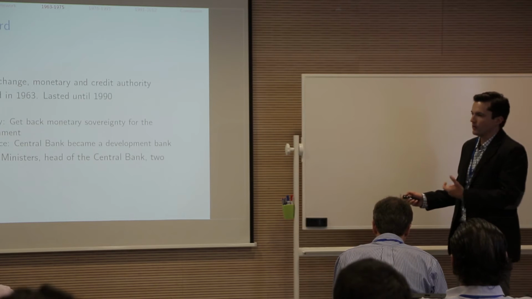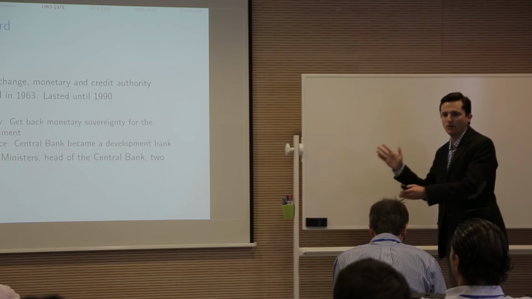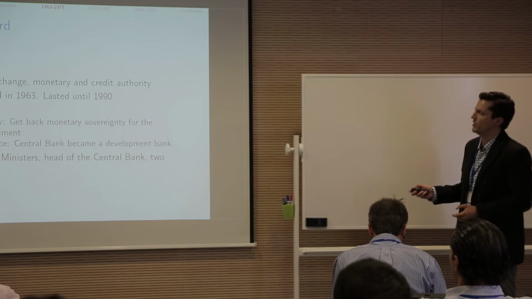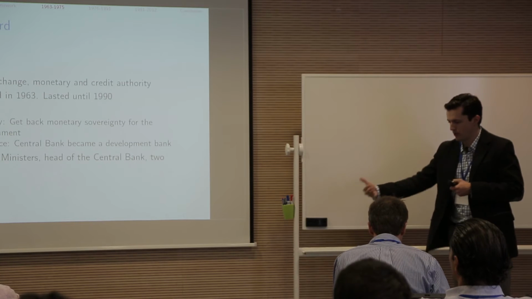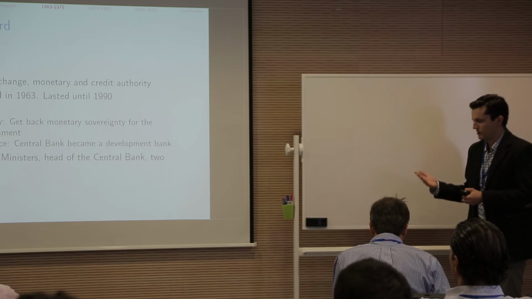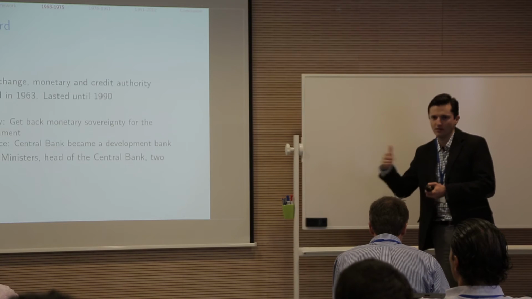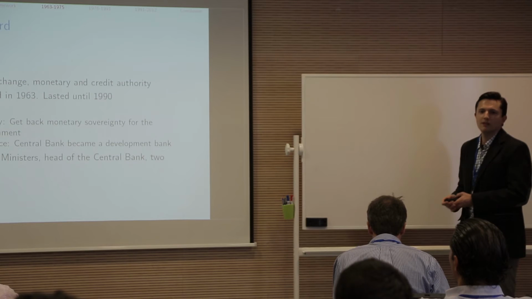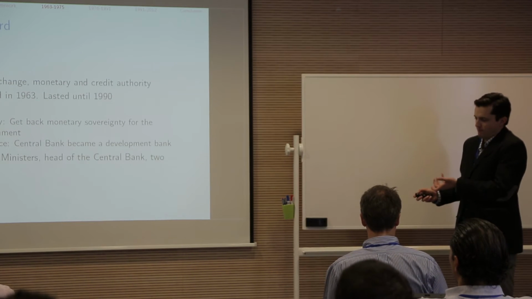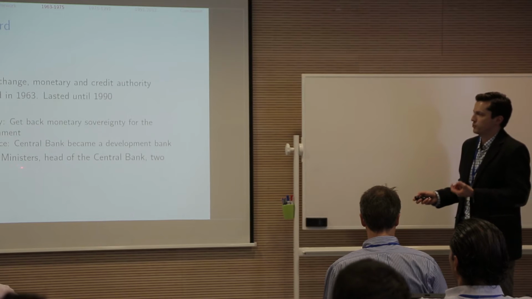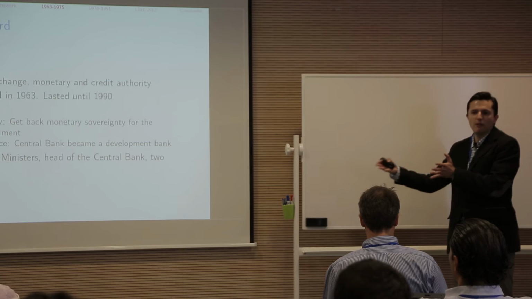So the monetary board was the foreign exchange, monetary and credit authority for around 30 years, for 28 years exactly. In theory, it was established because the government was afraid that the private sector had too much influence on the monetary policy. So it decided to change the law, and it made the monetary board, whose members were ministers, the head of the central bank, and two advisors.